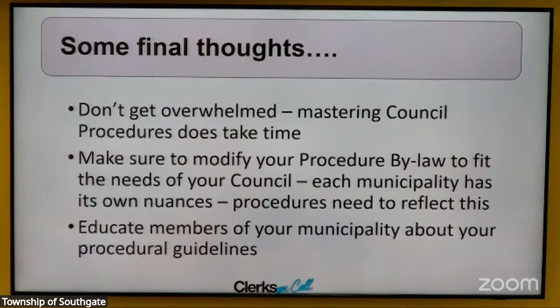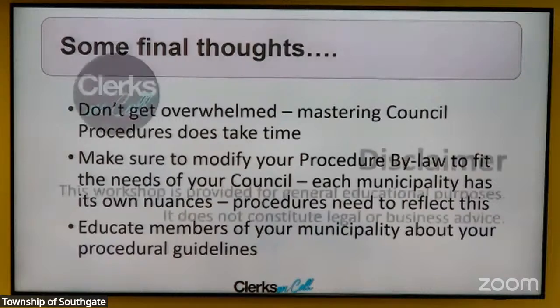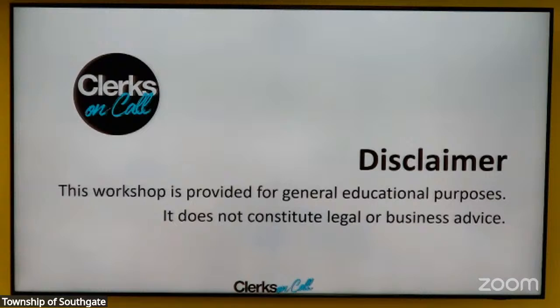And we think too, whenever you get a chance, try to educate your public about the procedural bylaw. It's a lot to go through, and I understand members of the public may not be interested, but even if it's just during the public participation sessions or presentations, we think it's really important to dial them in as well.